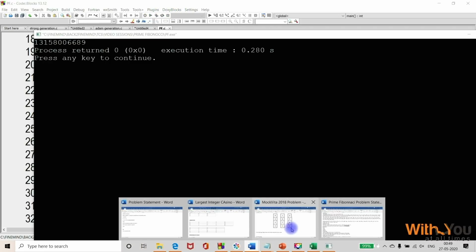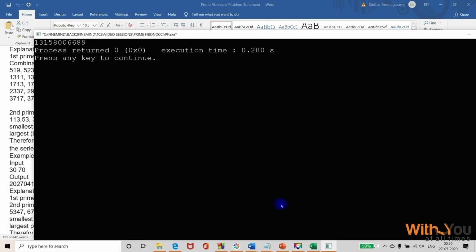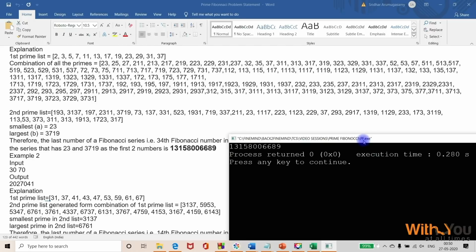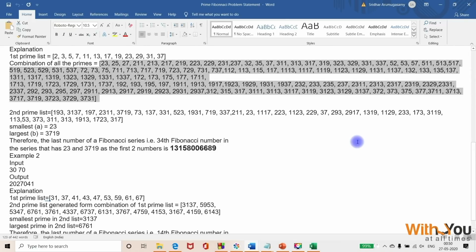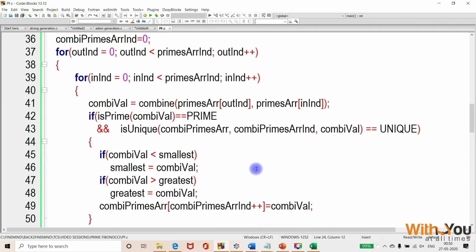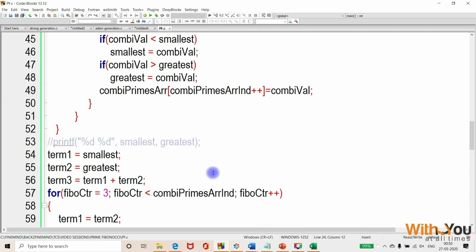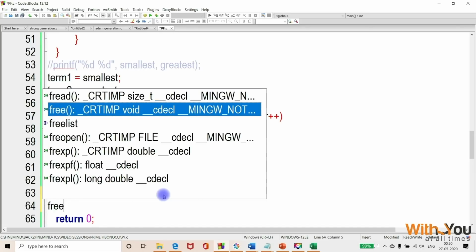Wow. I'm sure it is right. Look at it. Nailed it. 131-5800-6689. Nailed it. Cool. There's one thing very, very important. Whenever we have been buying memory, the last thing what you should do is set them free. Okay. Before we close down, just say here free.